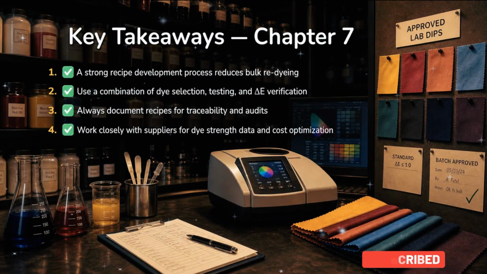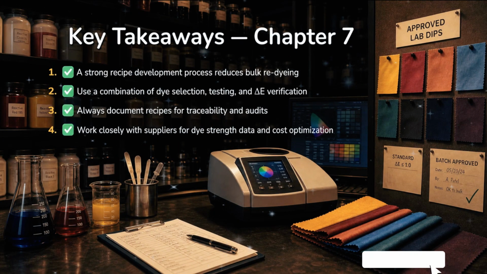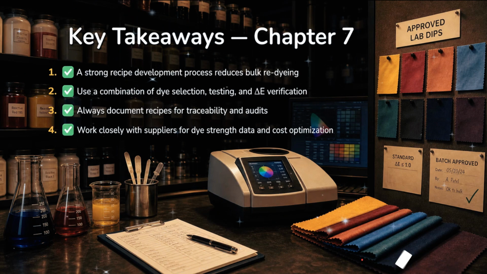Key takeaways from Chapter 7 include: a strong process reduces bulk re-dyeing, use a combination of selection and testing, always document recipes for traceability, and work closely with suppliers for data and cost optimization.